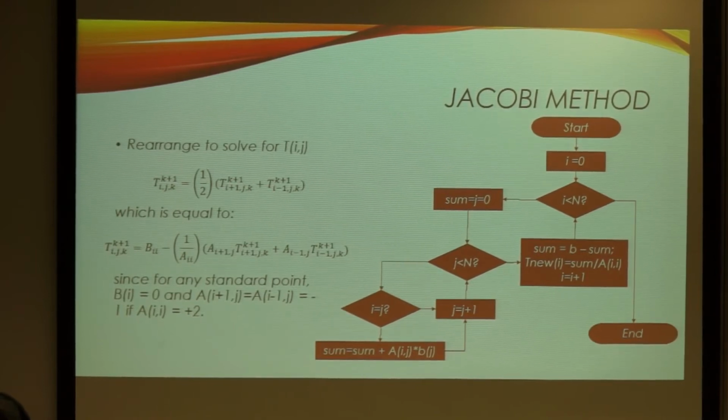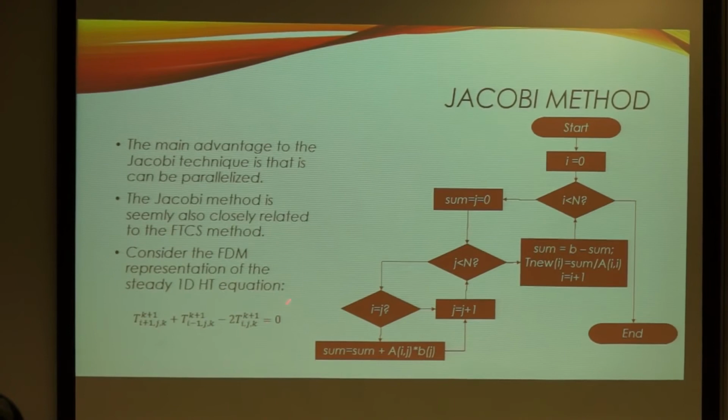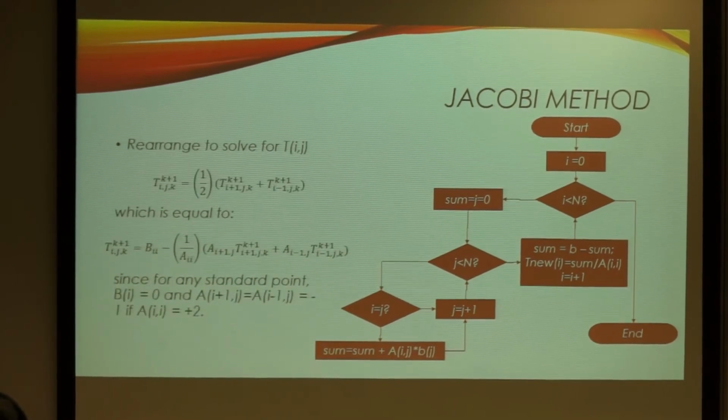Believe it or not, like magic, this is equal to this. This equation is equal to this when that's actually B of I, not B of II. I wanted to change that, but I forgot. This term is our B. It's 0 for most inner points, so that's disappeared. The coefficient on A of I for steady heat transfer is 2, and A of I plus 1 is -1. A of I minus 1 is -1. So the equation is identical.